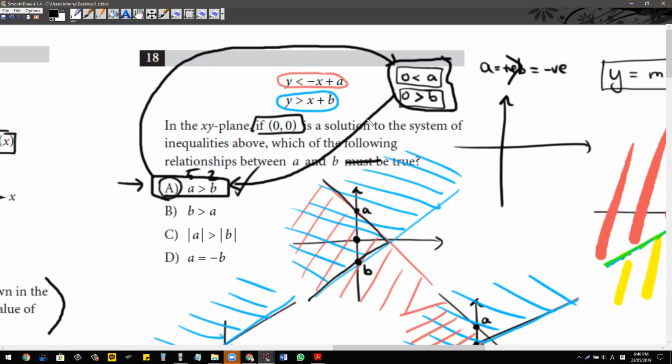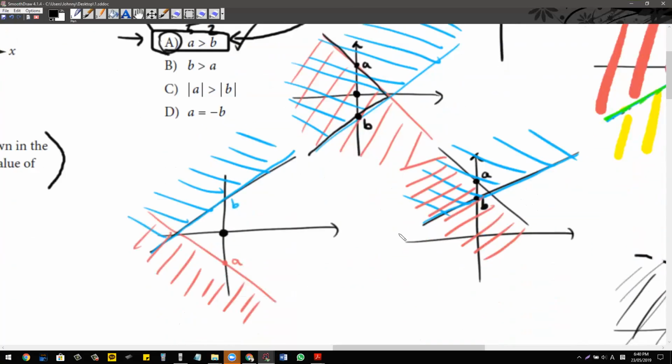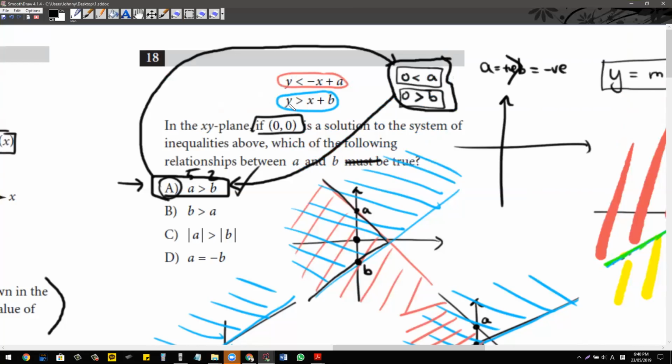Just a quick remark on this one. You just need to plug in zeros. You don't have to solve it geometrically like that. You just have to plug in 0, 0 and find this result. A is positive and B is negative, and you just go for which one of these satisfies that. A is positive, B is negative, so A must be greater than B. So that's always true. Simple as that.